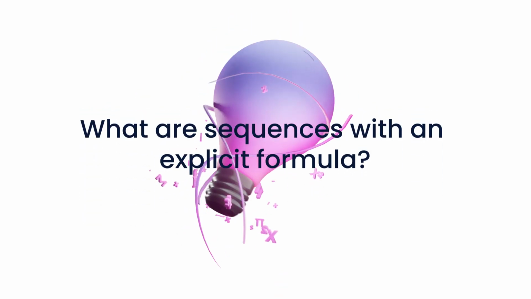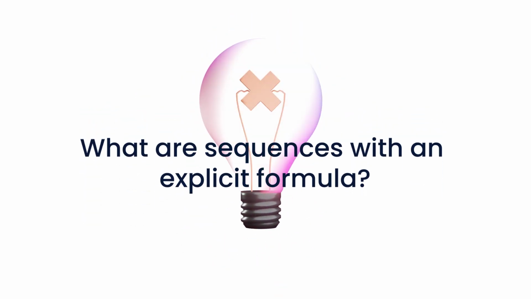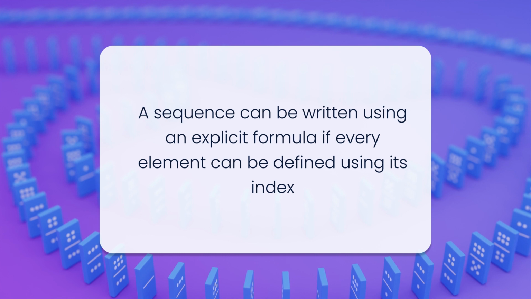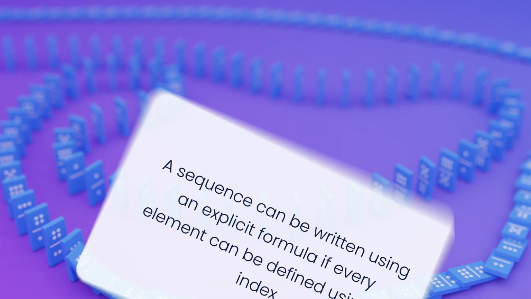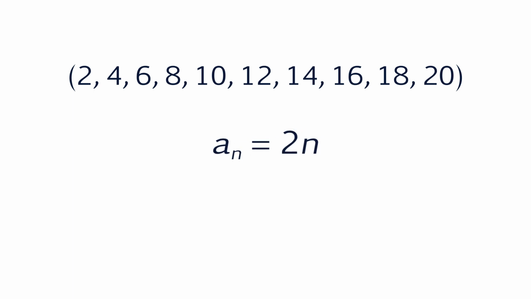What are sequences with an explicit formula? A sequence can be written using an explicit formula if every element can be defined using its index. Consider this sequence, which contains the first 10 positive even numbers. You would write the explicit formula for the elements in the sequence like this. You read this as each element, a_n, is given by 2 times its index, n.